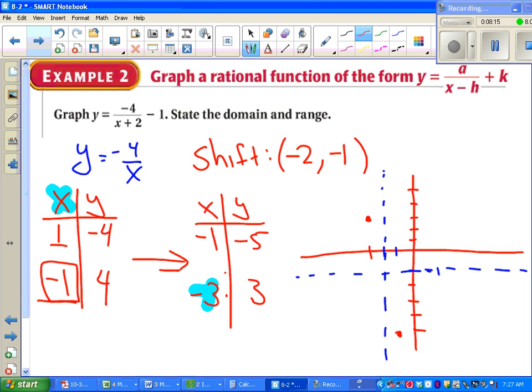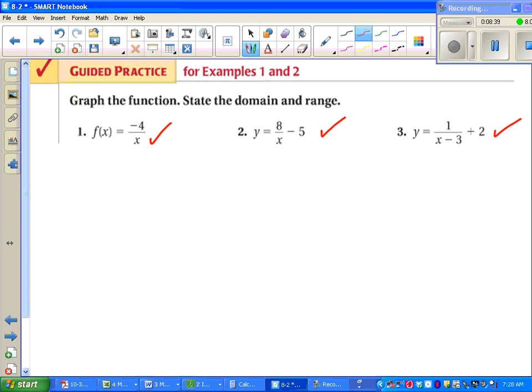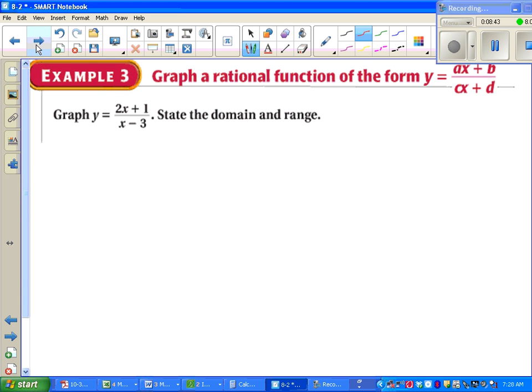Once you've got your 2 dots and your asymptotes, you can draw your curve. And we're done. At this point, go ahead and pause the video and try all of these on your own. No shift, 1 shift, 2 shifts. These ones are definitely harder.